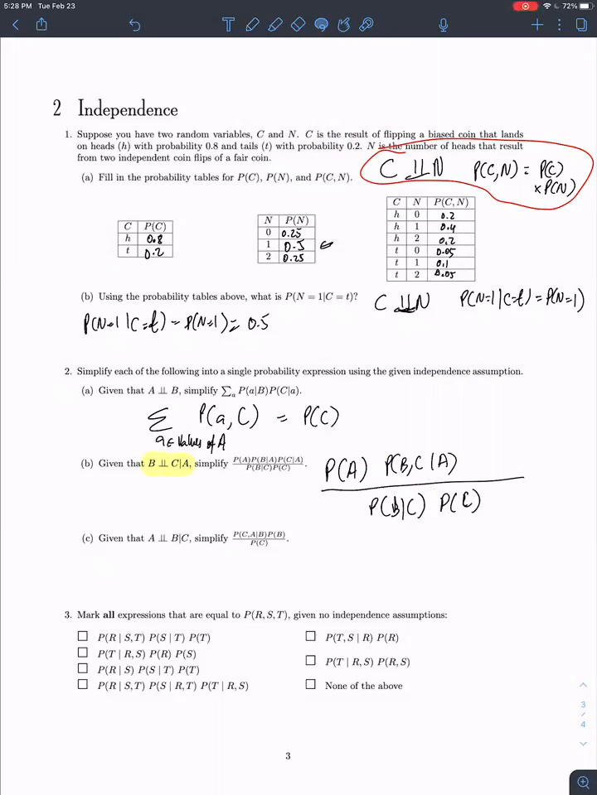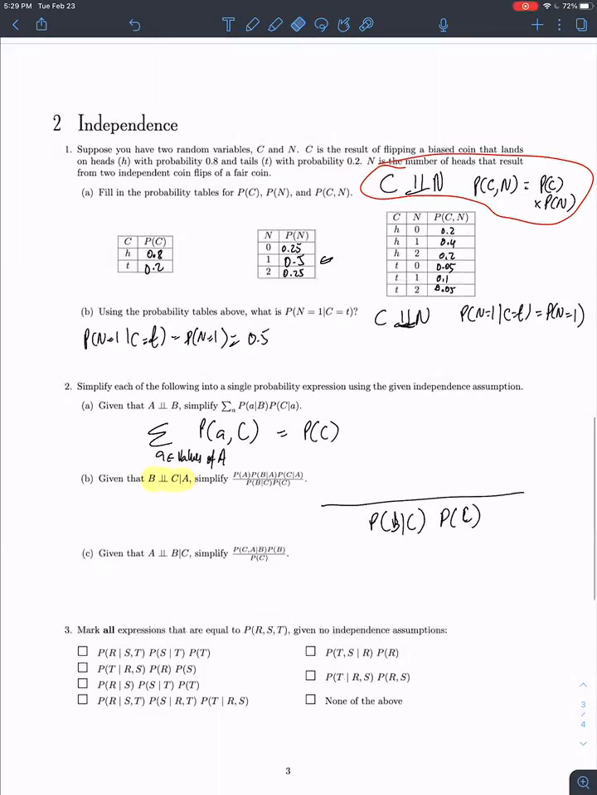All right, now let's look at the top. Probability of A times probability of B and C given A. Well, that's probability of A and B and C, right? So we'll replace that by probability of A and B and C. Now at the bottom, probability of B given C times probability of C. Well, yeah, this is the chain rule or whatever. That's probability of B and C.